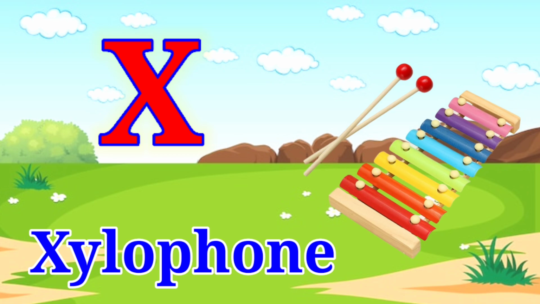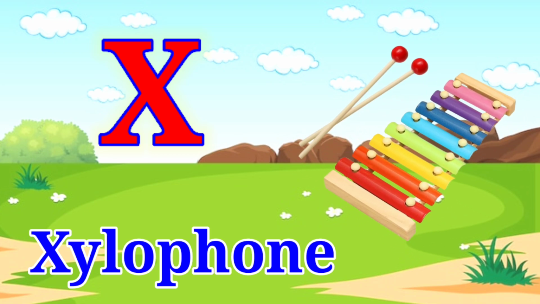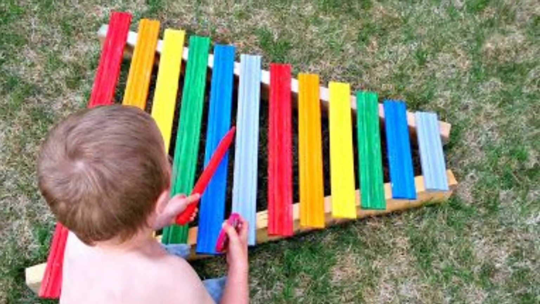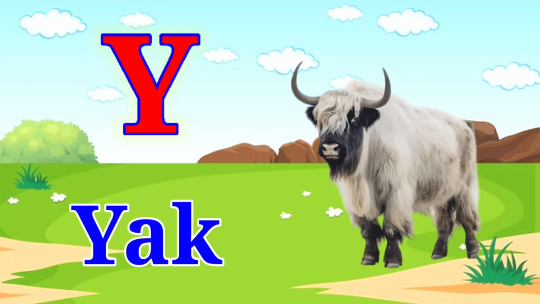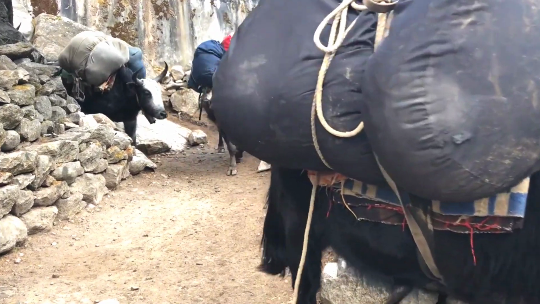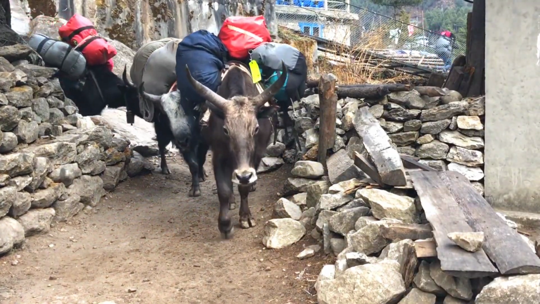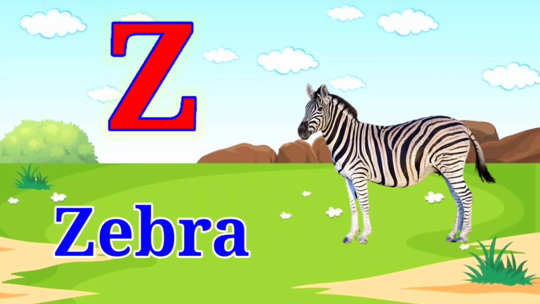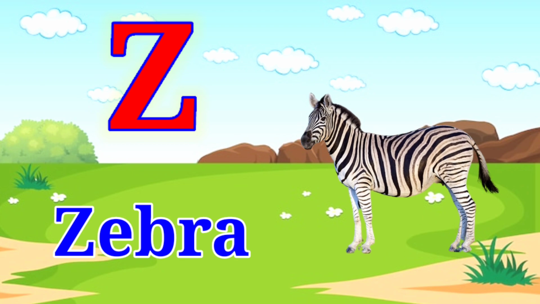X for xylophone, X for xylophone. Y for yak, Y for yak. Z for zebra, Z for zebra.